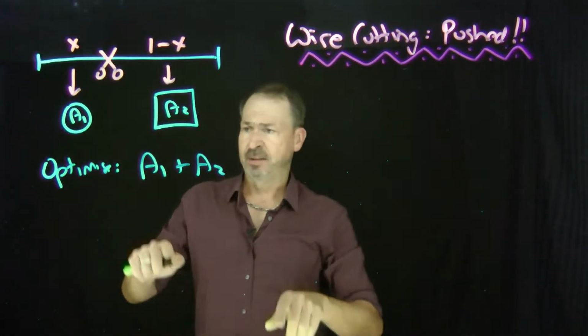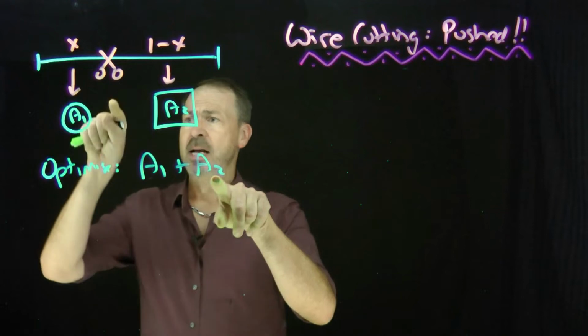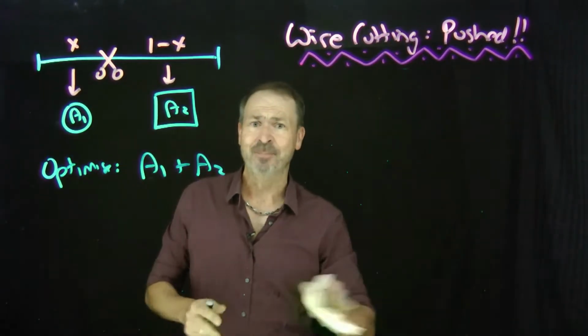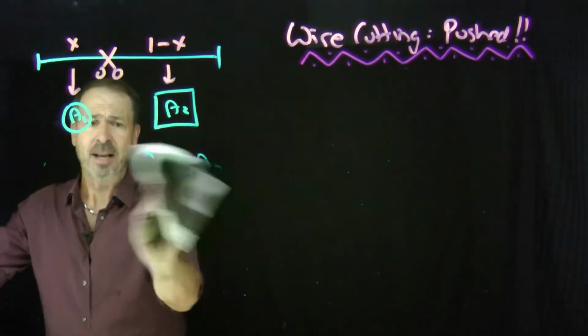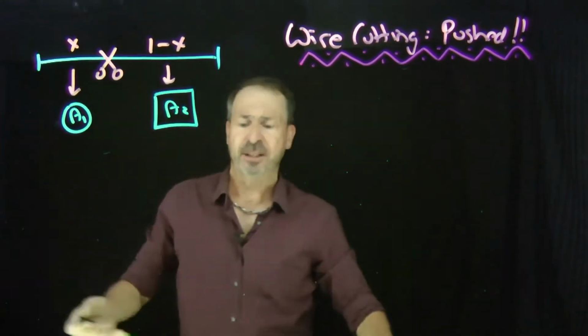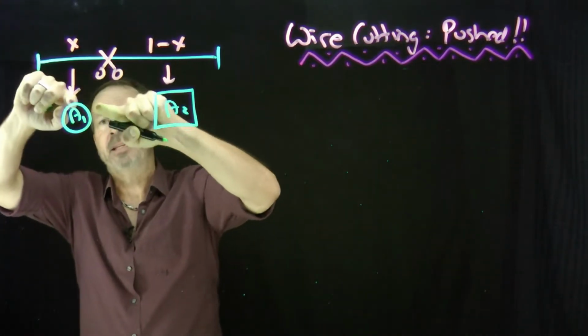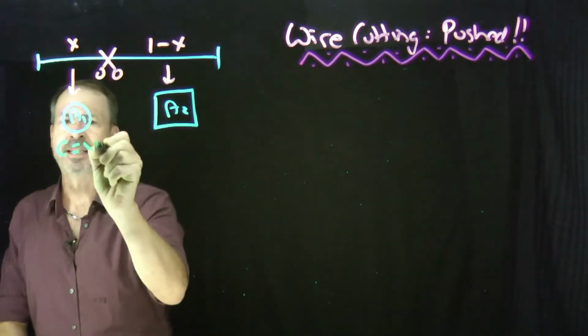So then the question is, I want to optimize A1 plus A2. Can I write A1 in terms of x? Can I write A2 in terms of x, those 2 areas? Well, let's find out. Let's focus on A1 first, the area of the circle. The only thing I know right now is I use that length x to make the circumference of the circle. The circumference of the circle is x.